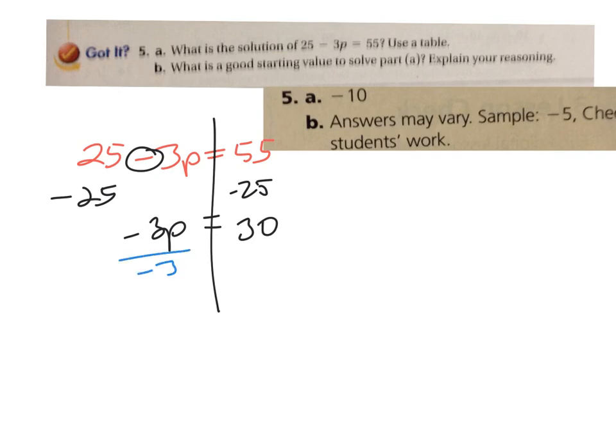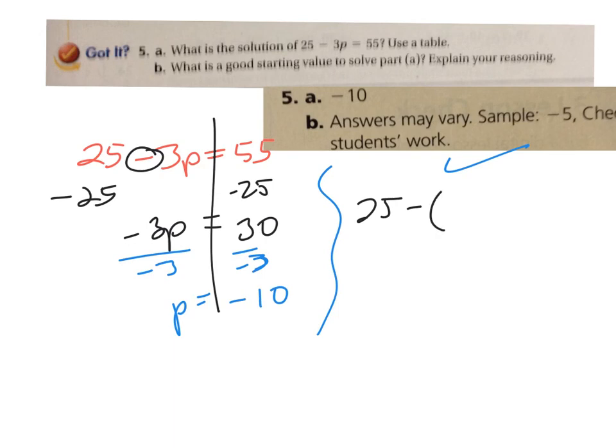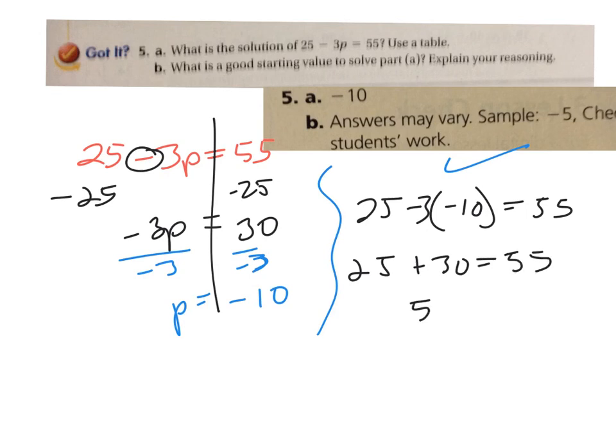Then continuing, divide off that negative 3, and p, oops, there's a 3, I promise. p is negative 10, because 30 divided by negative 3 is negative 10. And again, that check, I expect to see you plug that back in. We're going to say 25 minus 3 times negative 10 equals 55. 25, negative times negative is positive, so plus 30 equals 55, and that is indeed true. And so we can say that our solution of negative 10 was correct.